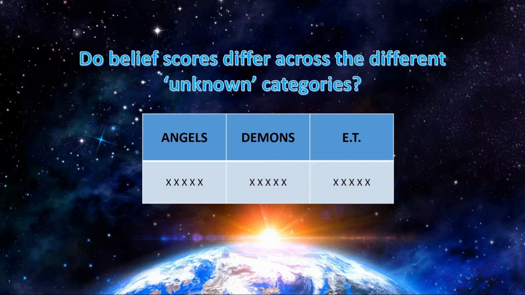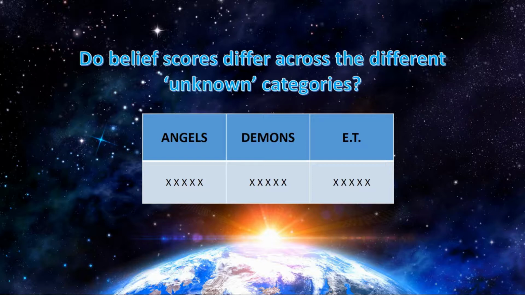But in this analysis that we're going to be running, we're looking at the effect of the different types of unknowns, like angels, demons, and ET, so those we'll just call the unknown. And there are three different levels that we're going to test: angels, demons, and extraterrestrials. We are going to look at whether or not people believe more in angels, for example, than demons, or whether people believe the most in extraterrestrials.